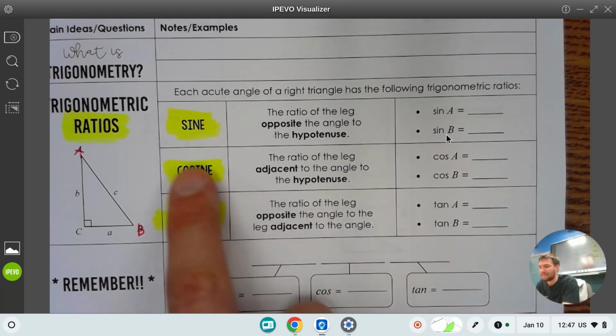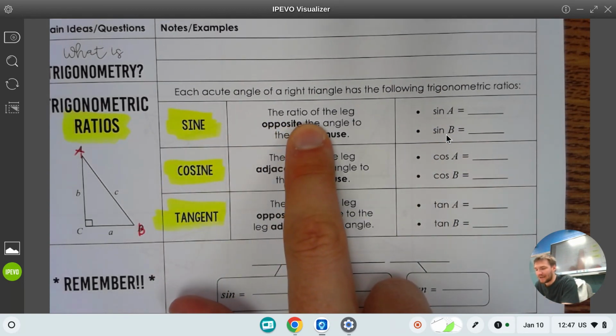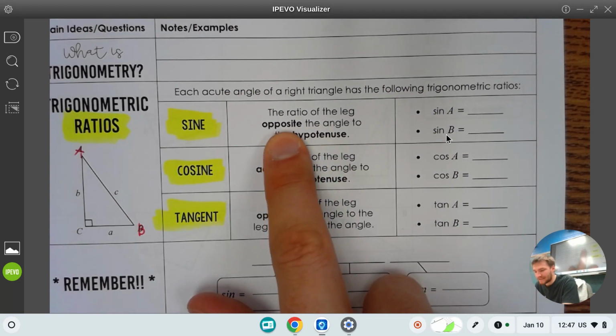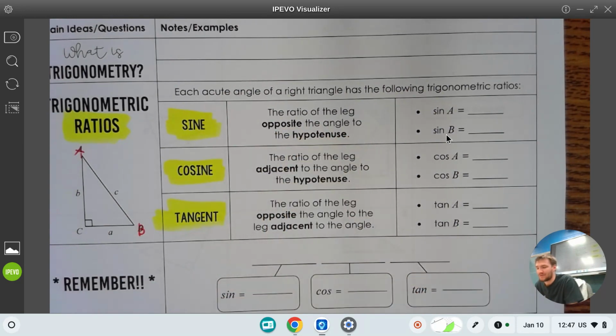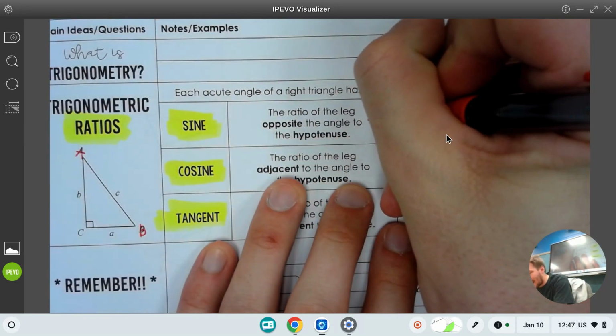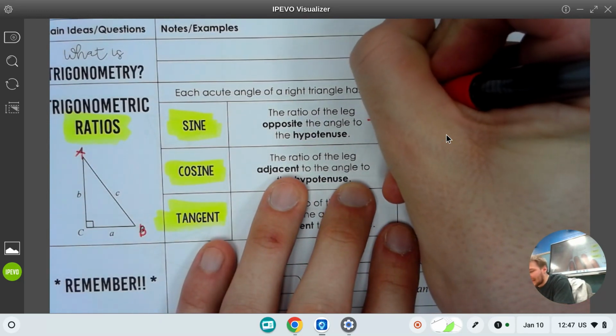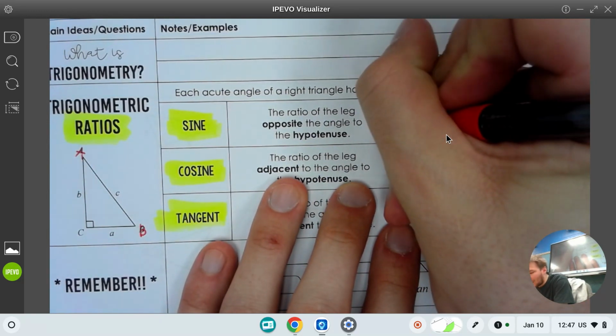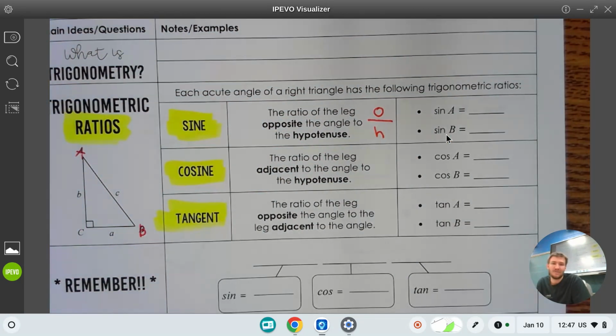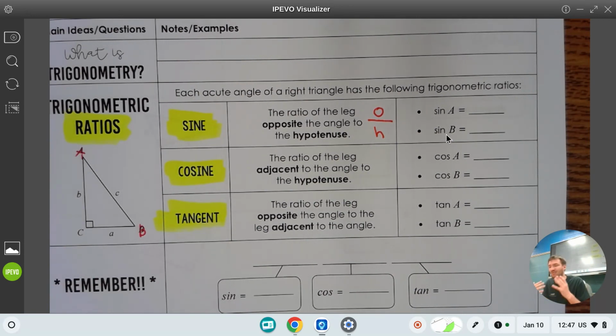So let's see it. Sine is the ratio of the leg opposite the angle to the hypotenuse. So we're going to make a fraction that has the opposite on top of the hypotenuse. Which, again, we've done a lot of vocab here. All we got to do is put 2 numbers on top of each other. That's it. As crazy as this all sounds, actually doing it isn't super tough.